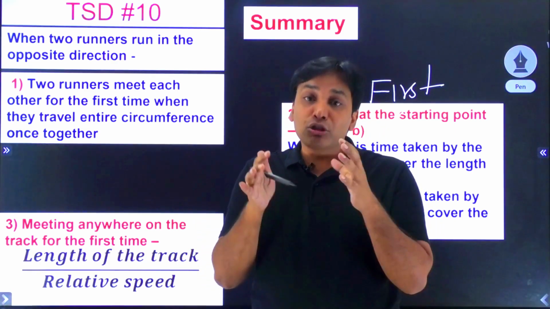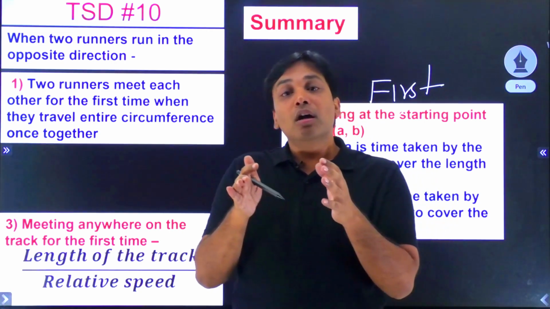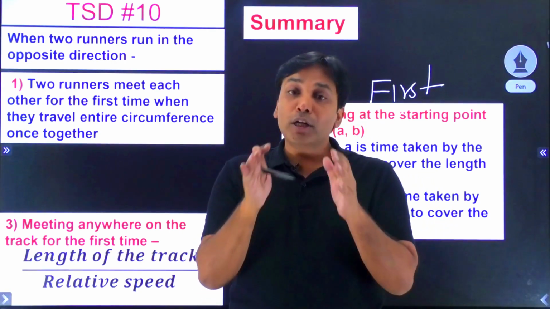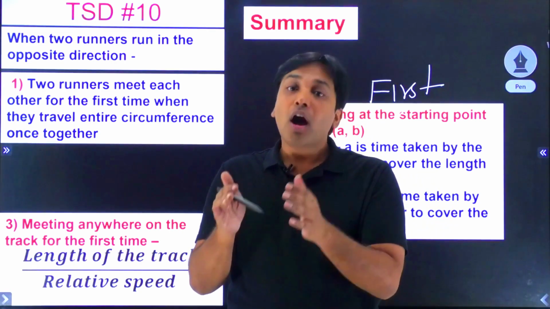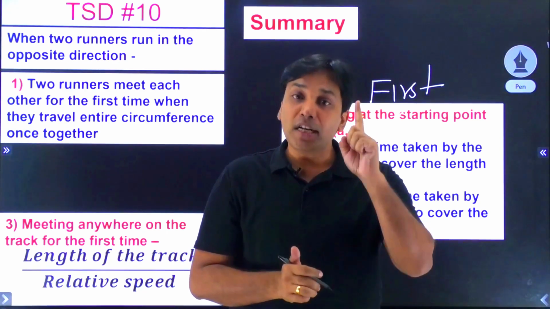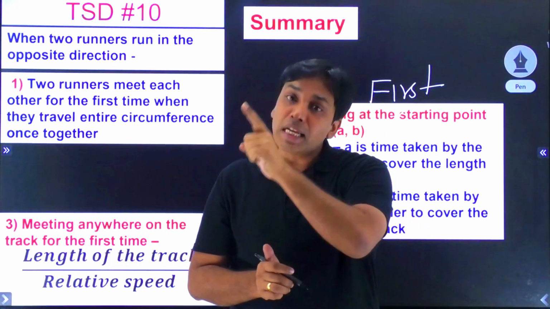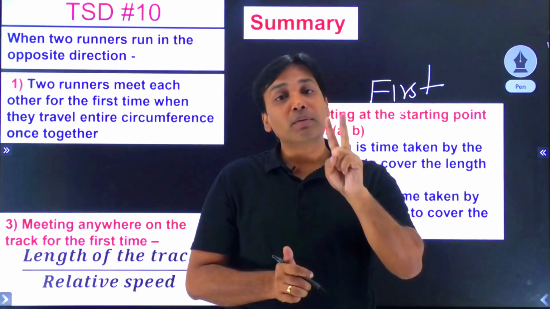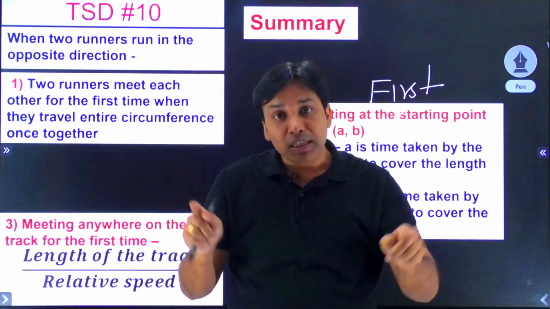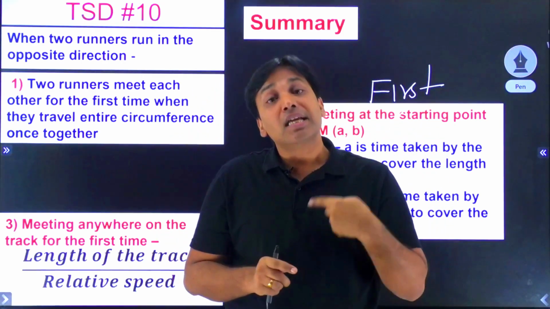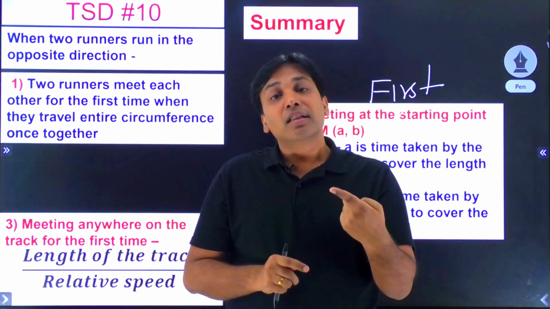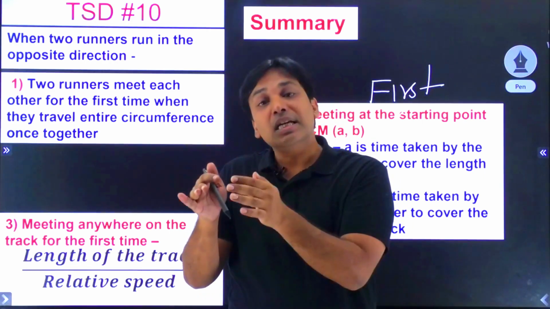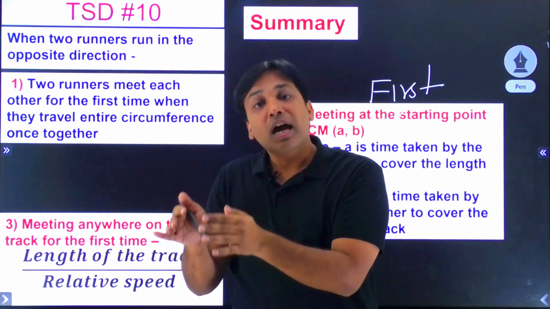So in this video we have covered two very important aspects. When two runners are running on a circular track, point number one, they're running in the same direction. Point number two, they're running in the opposite directions. When they're running in the same direction, then how they are going to be meeting each other at the starting point? आपको क्या करना है?